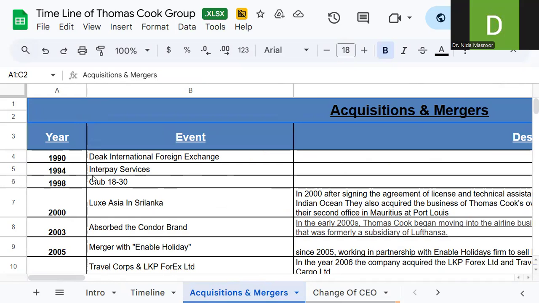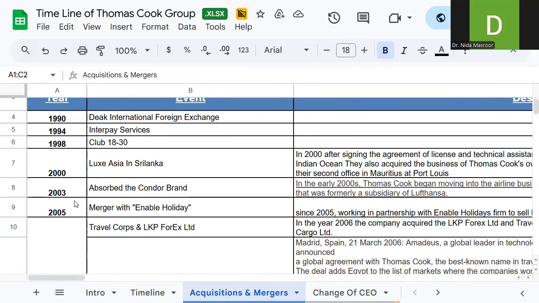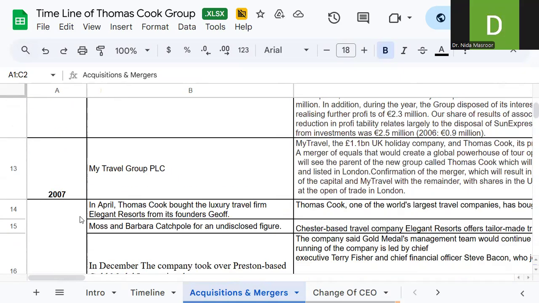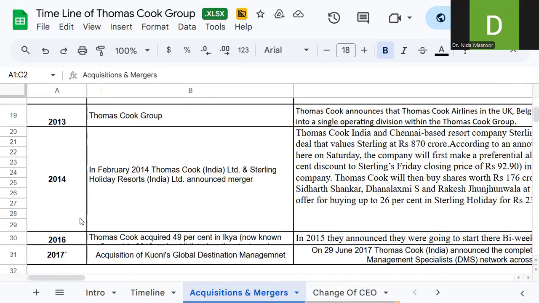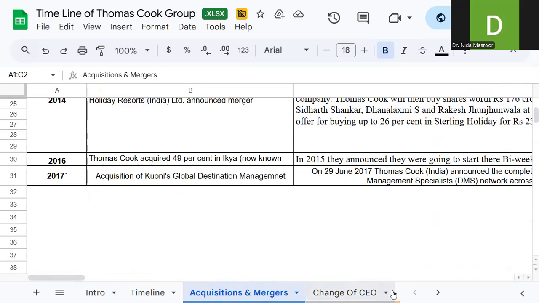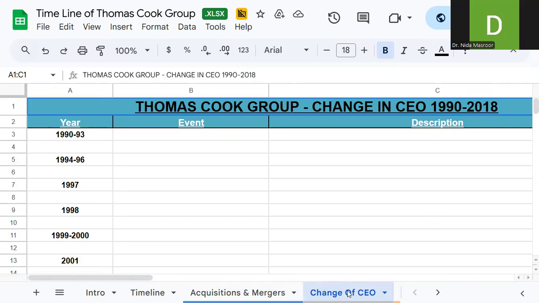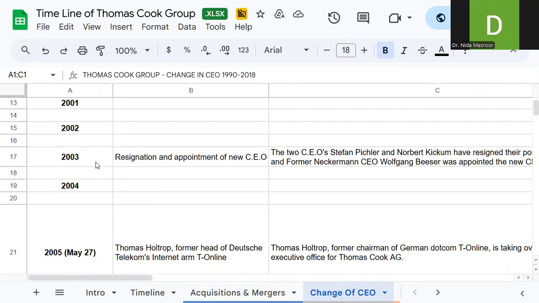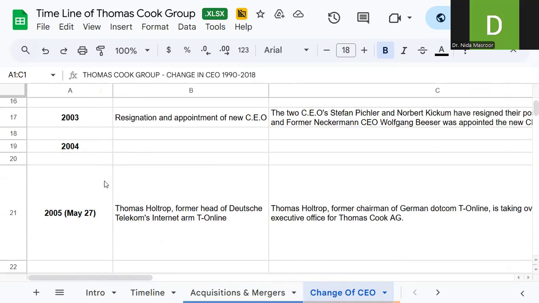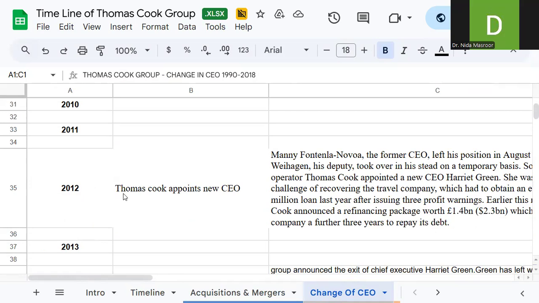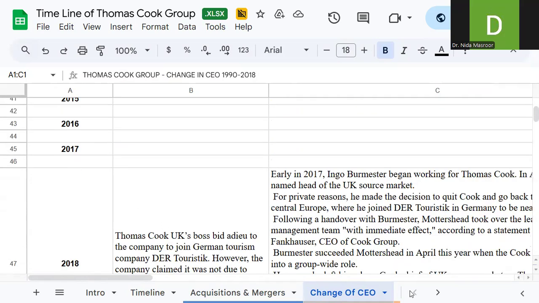In 1990, 94, 98, 2000, 2005, 2006, whenever they acquired something, whenever they merged with someone. So this way you would be able to understand the order of events. When did they face a change of CEOs at different times? Like in 2003, there was a change in CEO, 2005, 12. So you can see how it's helping you in understanding things.